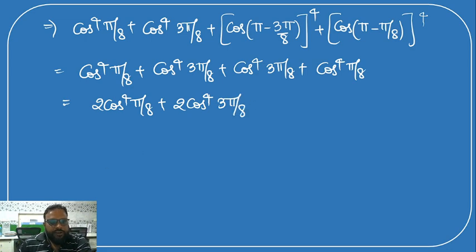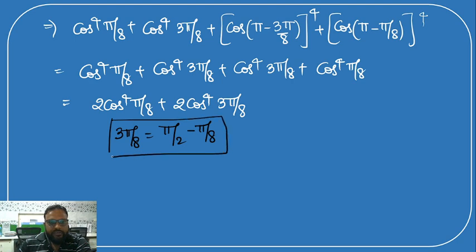Okay, one more adjustment we will do here. 3 pi by 8, I can write this as pi by 2 minus pi by 8. Right, when I take the LCM and I simplify this, again I will get 3 pi by 8 only. So now 3 pi by 8 I can write it as pi by 2 minus pi by 8. That is what I will substitute here.